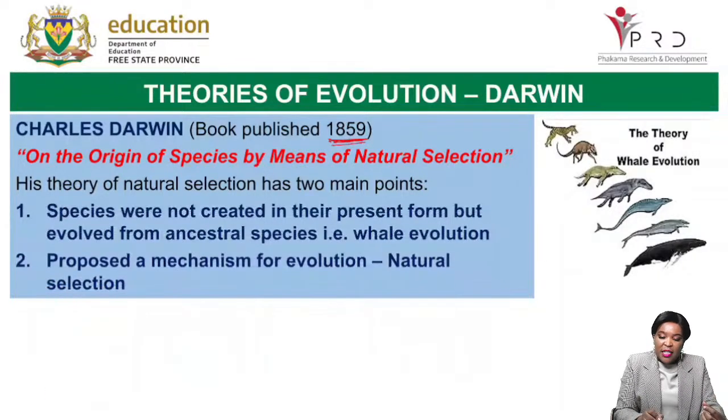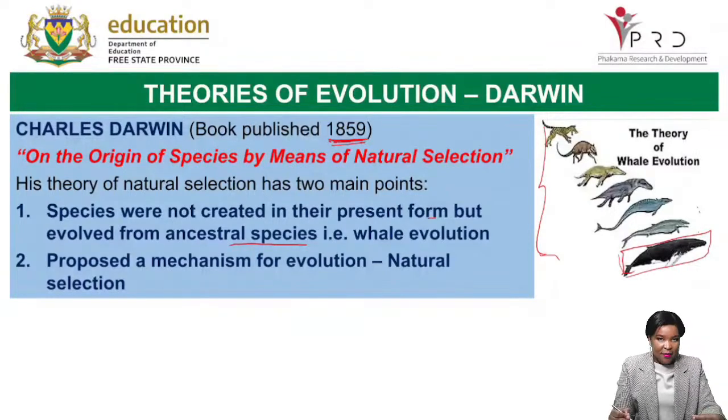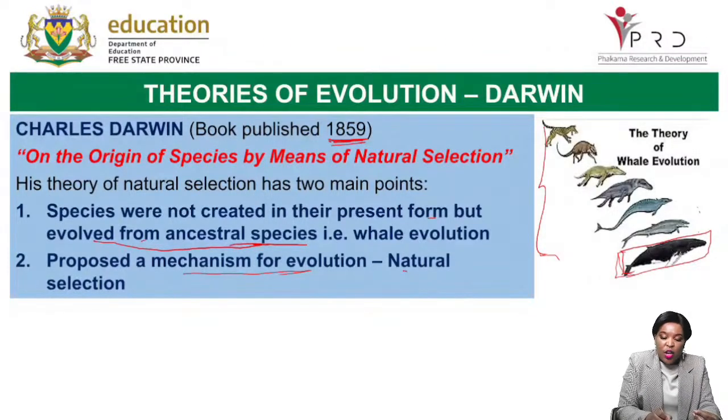He says that species were not created in their present form, but they evolved from ancestral species. An example that he gives is the example of the whales that you see there. This is a whale. According to him, what you see today did not start by just appearing as what it is. It has evolved from a common ancestor, from ancestral species. And then he says that the mechanism of that evolution was through natural selection. Don't worry, he's going to explain how.